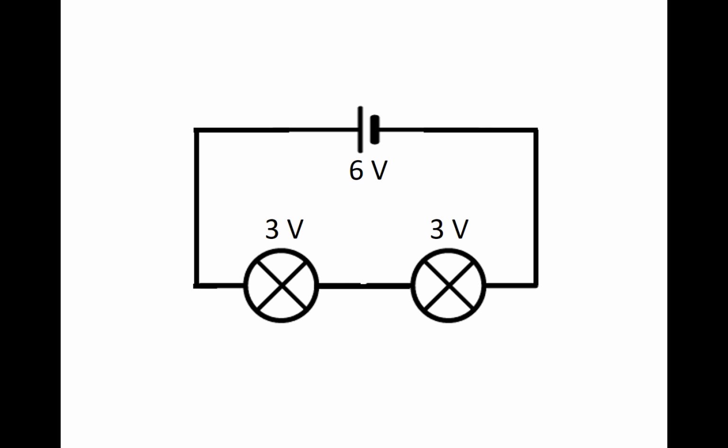So since the cell is raising the potential of the electrons in the circuit, and the bulbs are lowering it, we can see that the cell provides a potential difference which is equal to the sum of the two potential differences of the components. So the cell raises the potential of the electrons, and the components lower them back down to 0.